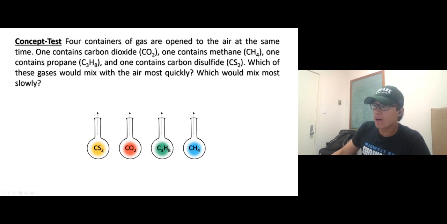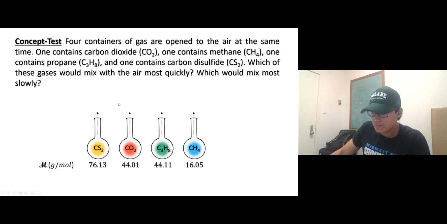Right. So if we open all these containers, of course the gas is going to leak out, and eventually they're all going to mix with air. But who moves the quickest? Well, let's take a look at the molecular weight then. Who is the quickest? Totally the fastest right there: methane, 16 grams per mole. The slowest is going to be carbon disulfide.